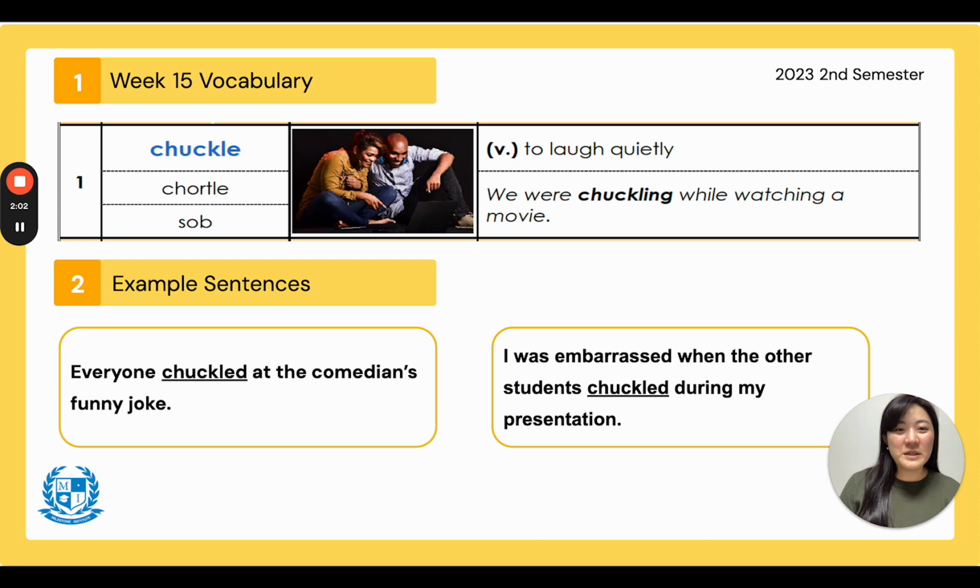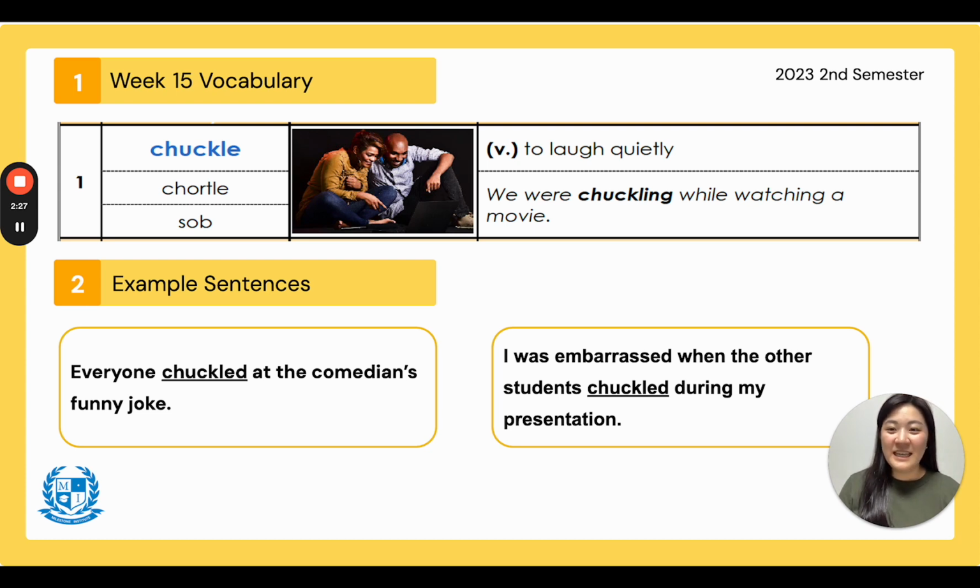Chuckle. We were chuckling while watching a movie because probably something funny happened. They wanted to chuckle quietly because they're at a movie theater probably, so that it doesn't distract all of the other guests and audience that are watching the movie. So repeat after me. We were chuckling while watching a movie.